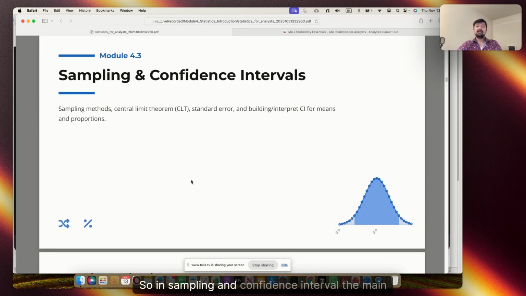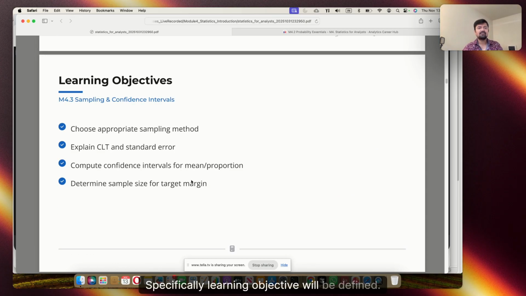In sampling and confidence intervals, the main concepts are the sampling method, the central limit theorem, standard errors, and building and interpreting the confidence interval for the means and for the proportions. These are the main things that you will learn in this particular module. Specifically, the learning objectives will be defined.